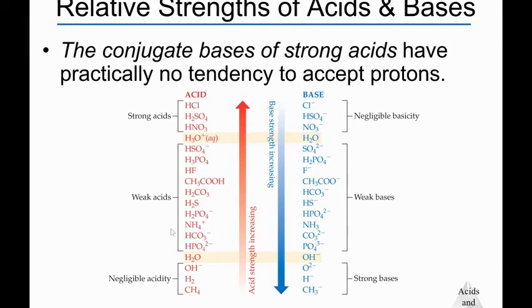Now we have this whole area in the middle with weak acids and weak bases. And what I want you to notice is that there are a lot more weak acids and weak bases than there are strong acids, and down here at the bottom, strong bases. We have a few very strong bases down here, which are really good at accepting protons.